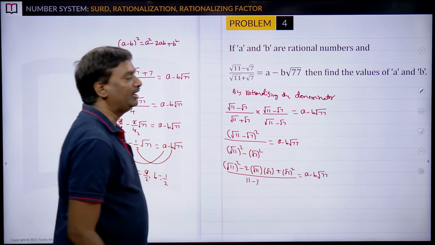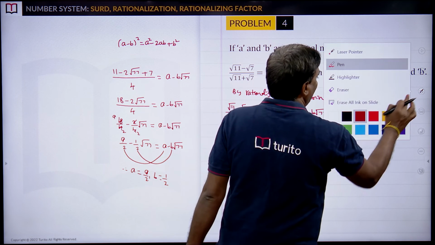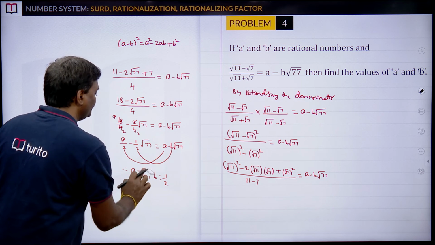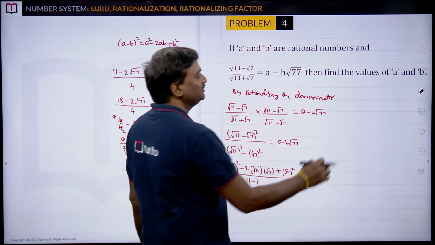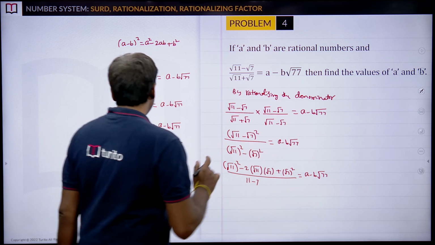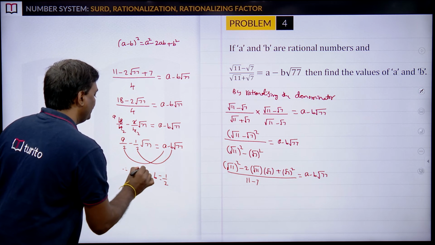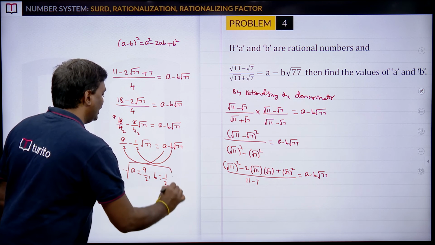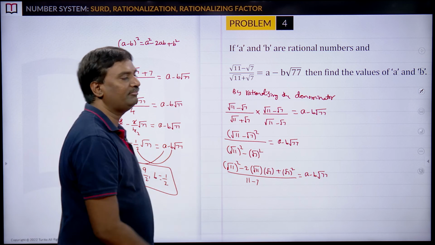So find the values of a and b. The value of a is 9 by 2 and the value of b is 1 by 2. So a equal to 9 by 2 and b equal to 1 by 2. So these are the required values with respect to the given problem.